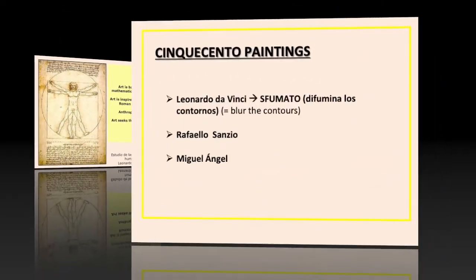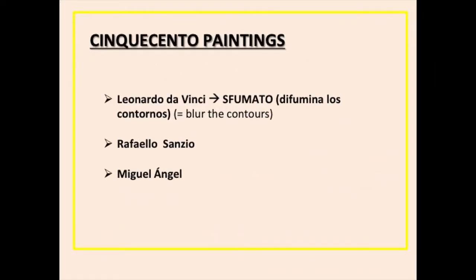Next, about the Cinquecento paintings. We're going to study in this unit people that you most probably have heard about. Leonardo da Vinci, yeah, the great Leonardo. Yes, we will see one of his most important characteristics, the sfumato. Sfumato is Italian, yes, and it means that the contours of the figures are blurred. Yes, we're also going to study Raffaello and Michelangelo. Next.